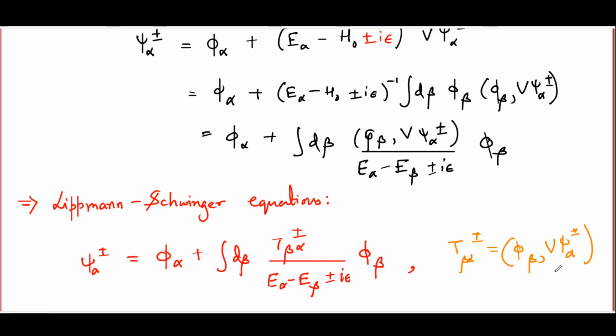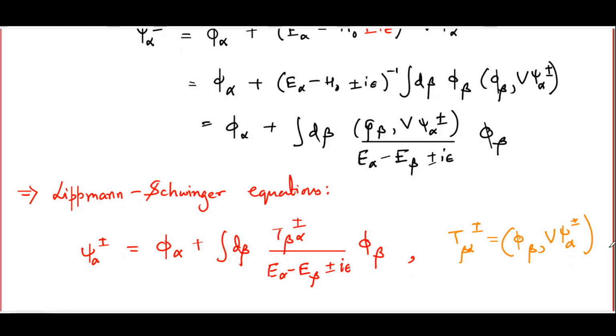For reasons that will be clearer soon, this is called a transition amplitude. But basically, this is the inner product of the free particle state with label beta, with V acting on either the in or the out state with the labels alpha. Of course, this equation cannot be solved immediately, because within these numbers, t plus minus beta alpha, you have the unknown chi alpha plus minus stuck here.